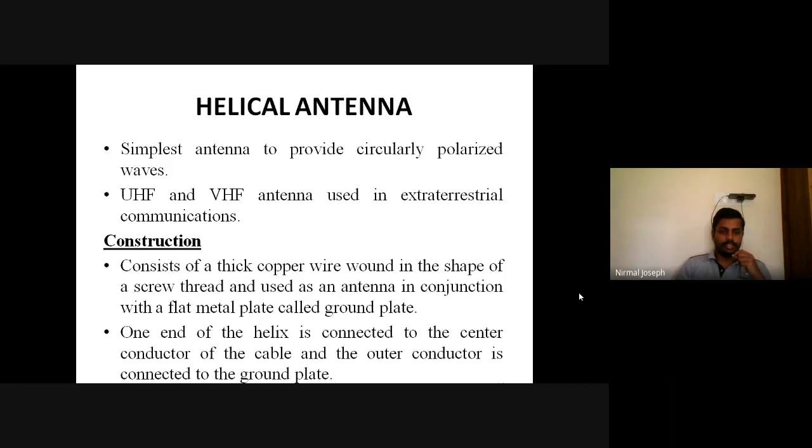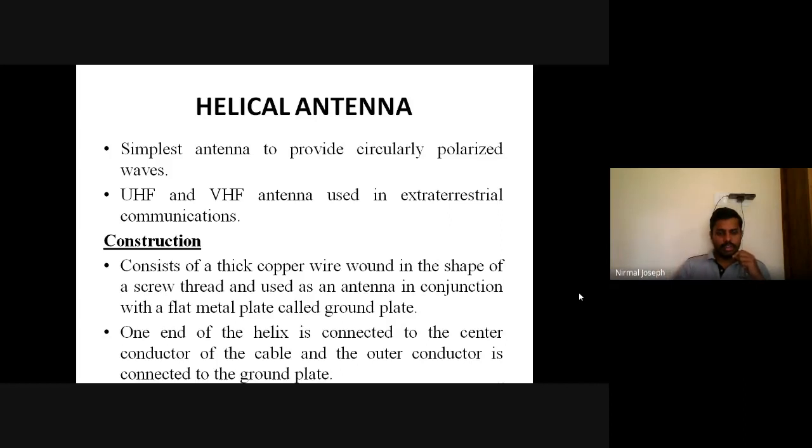So we'll move on to the construction. It consists of a thick copper wire wound in the shape of a screw thread and used as an antenna in conjunction with a flat metal plate called a ground plate. It's nothing but a ground plate will be there, a flat metal plate. From that, like a screw, the copper wire will be twisted in the form of a helix. That means like a screw.